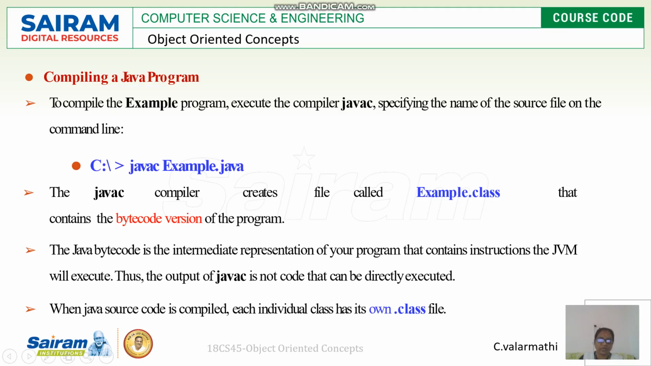After compilation, what will happen? It creates one class file. Example.class is my class file, which contains the bytecode of the version, right? I already explained this in previous videos. After compilation, we will get one class file. So when the Java source code is compiled, each individual class has its own class file.